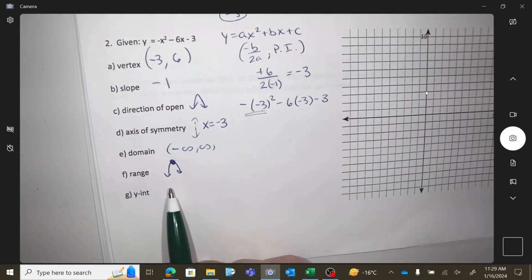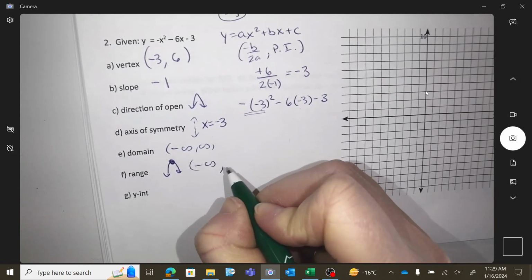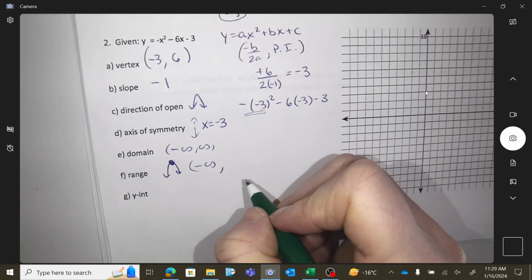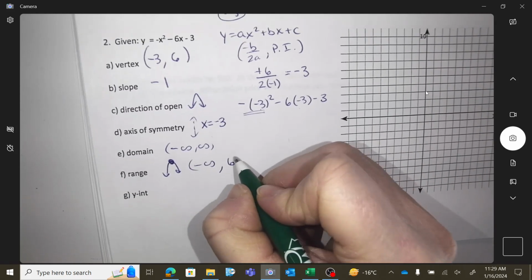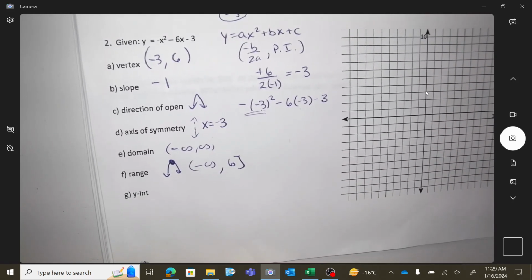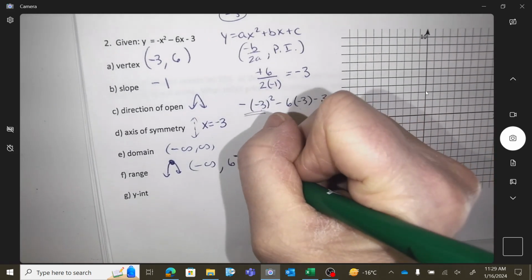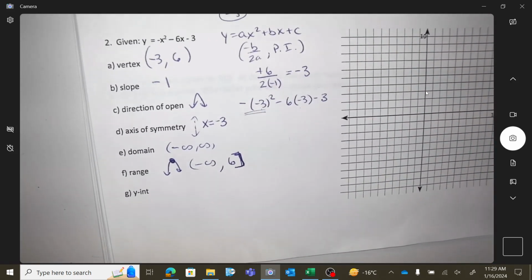So this range would be forever down. You always start down to the top, 6. Square bracket, because it would hit that same exact height.